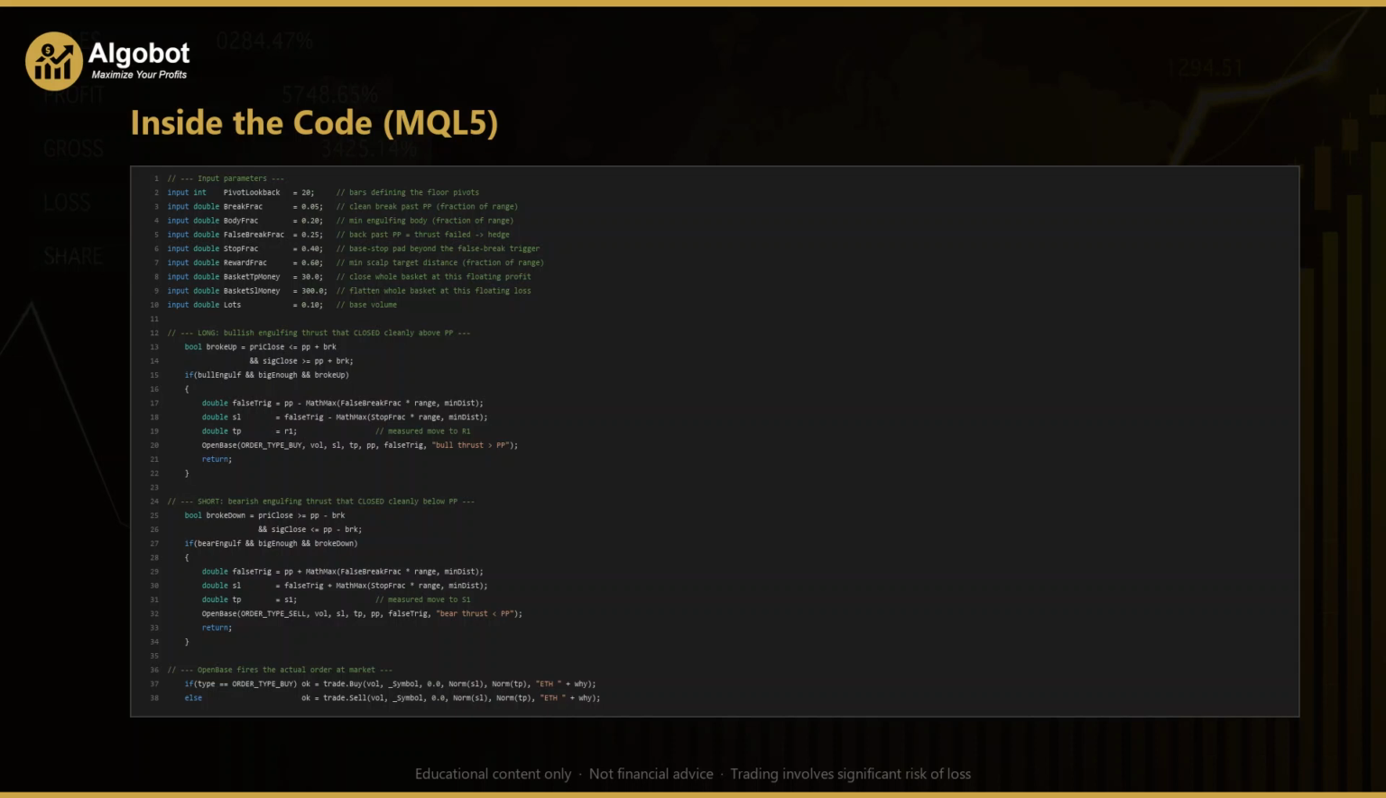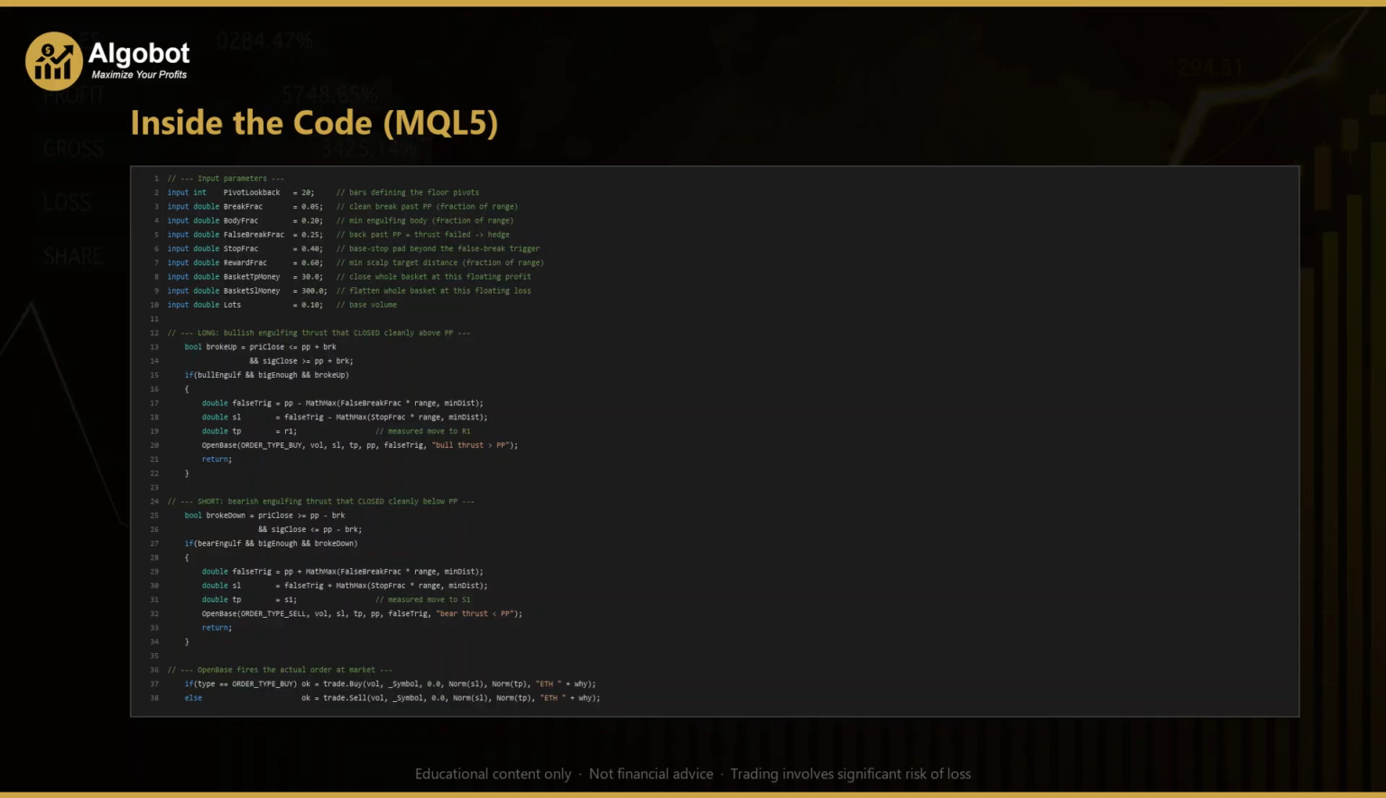The short block is the perfect mirror. The Boolean broke-down confirms the prior bar was at or over the pivot, and the signal bar closed at or below the pivot minus the buffer. With a valid bearish engulfing candle, it sets the false break level above the pivot, the stop a pad beyond that, the take profit to the lower pivot S1, and calls OpenBase with order type sell.